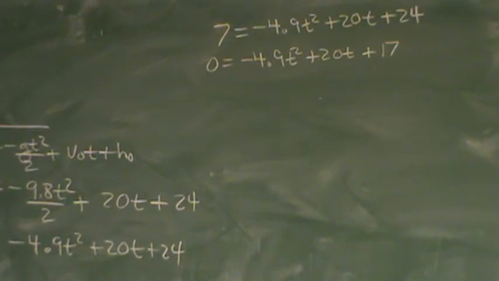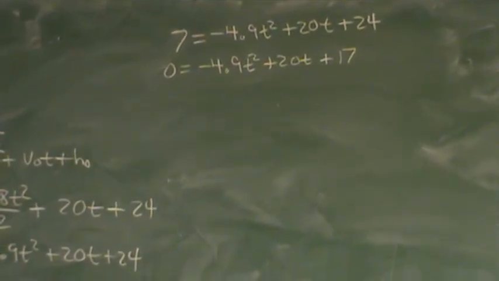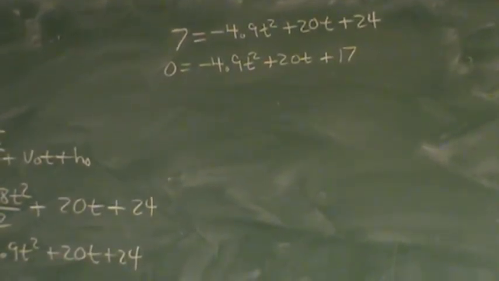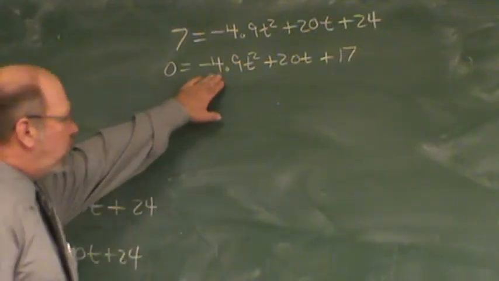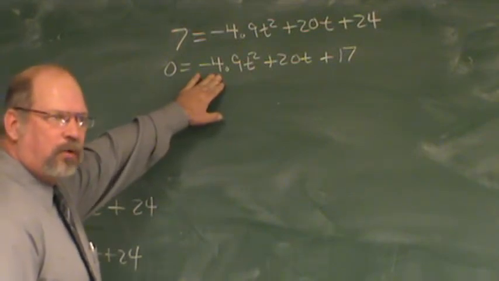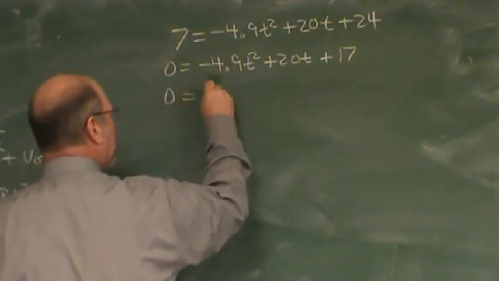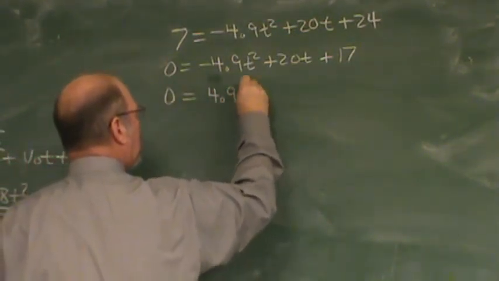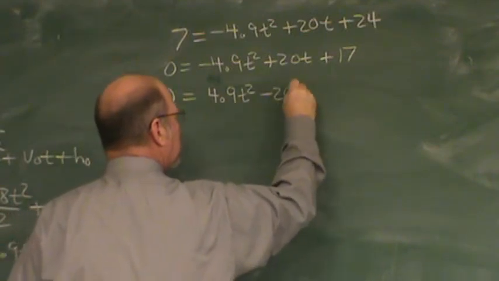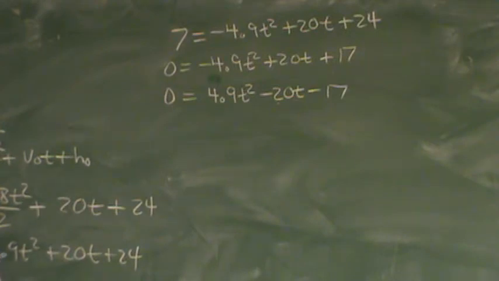All right, now, I hate it when the lead term on a quadratic equation is negative. It just messes everything up. It messes up your factoring, it'll mess up your quadratic formula. So, when you have a negative here, get rid of it. Okay? How do you do that? You multiply by negative 1. This is the same thing as 0 equals 4.9 t squared minus 20t minus 17. Yes? Okay?